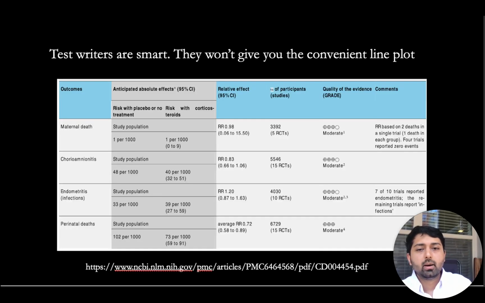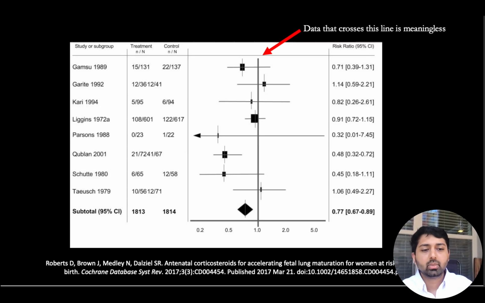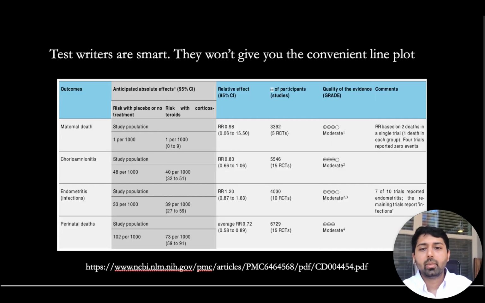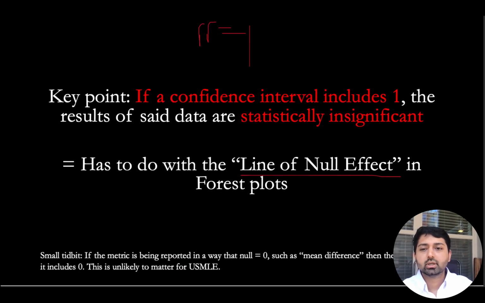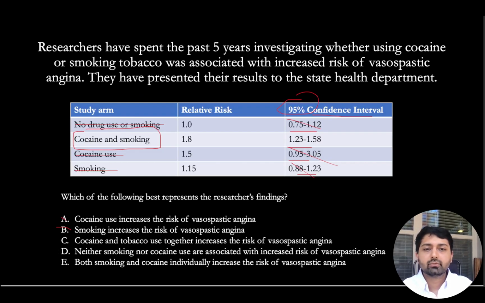What test writers will do is they won't give you this very convenient plot. They'll make you guess at it. And just like we saw in this test question, we have relative risk and we have confidence interval.